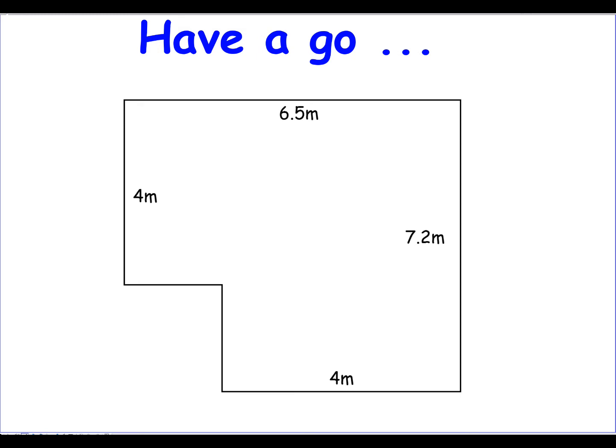Here's another one to have a go at. Now, don't forget the process. Walk around the shape. So if I start here and walk around my shape, I know this is 6.5, this side is 7.2, and this side is 4. I've got a missing side here that I need to work out the length. Now the full height from top to bottom is 7.2, and I know from here to this corner is 4. So that leaves 3.2 meters for our missing length from here to here.